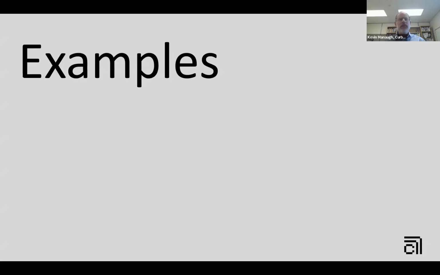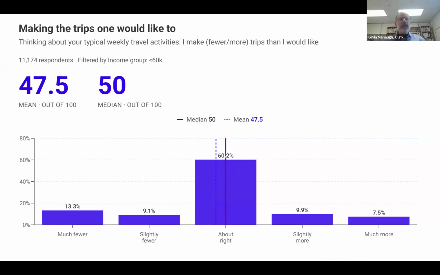So before I give a live demo, just some examples of things you might want to look at. One of the main preoccupations for the survey were these ideas about suppressed trips and unwanted trips, and understanding how that works: are people taking the right amount of trips, more than they want, fewer than they want, and so on.